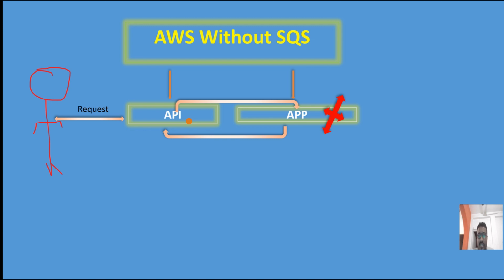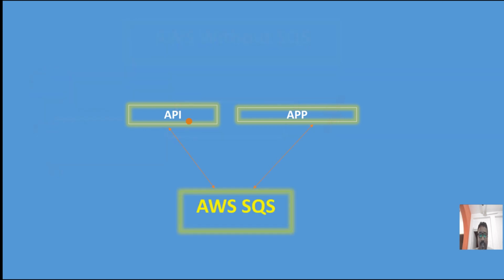Then we can use SQS, a messaging service. Let's try to understand how it helps. Now the end user makes a request to the API server, the front-end UI, like on Flipkart or Amazon when we place an order. Whatever order we place, that message first goes to the queue. Then from the queue, the API is the producer and the app is the consumer. Again, when the app produces a message, the API is the consumer.